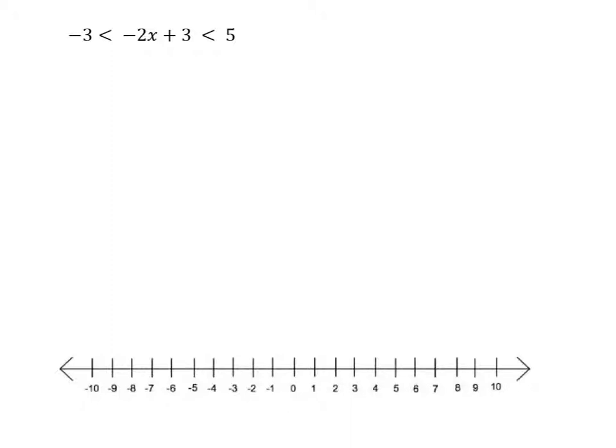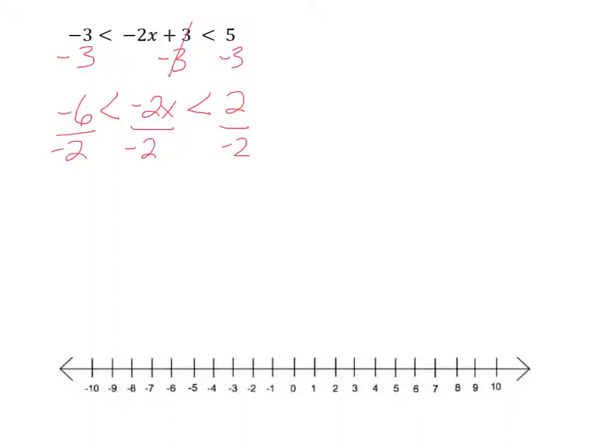So what I'm going to do is try to get x by itself. I would typically subtract 3, but I'm going to subtract 3 over here and over here. We're doing this at the same time. So on the left side I'm going to have a negative 6 less than negative 2x less than 2. Next step, I'm going to divide. To get the x by itself, I'm going to divide by negative 2. But that means I got to do it over on this side, and I got to do it on this side. Now here's what's tricky.